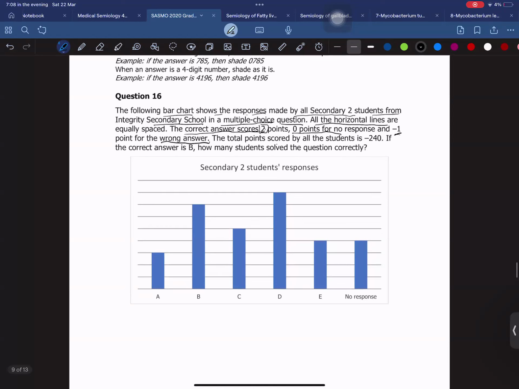So what is the total score of all students? The total score of students is -240. If the correct answer is B, how many students solved the question correctly?